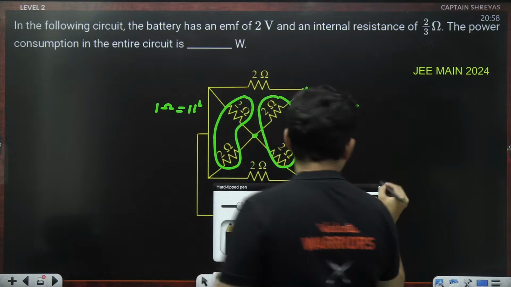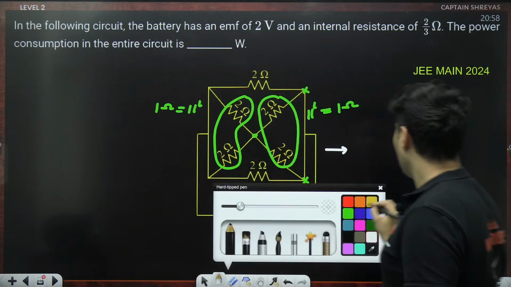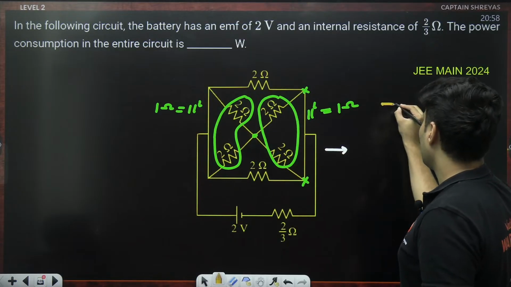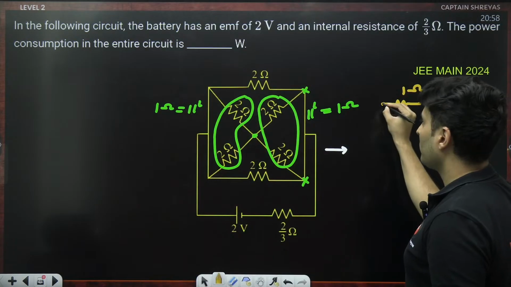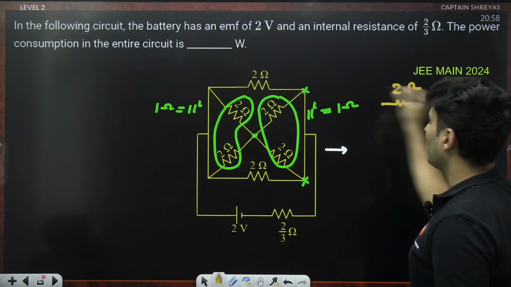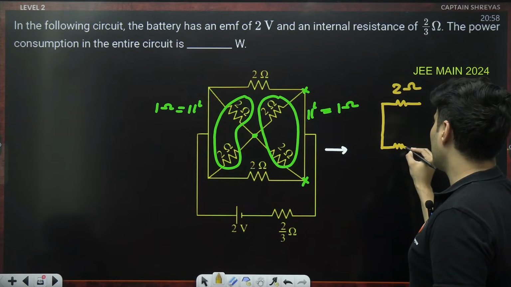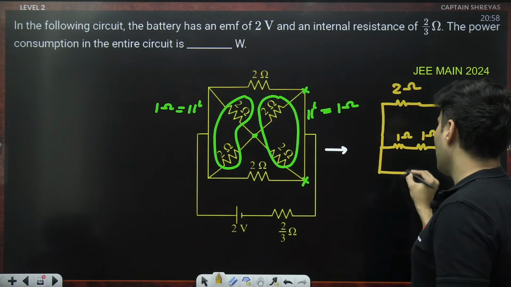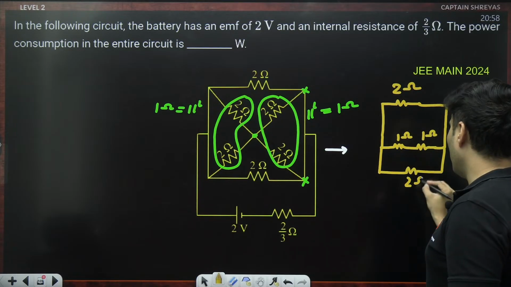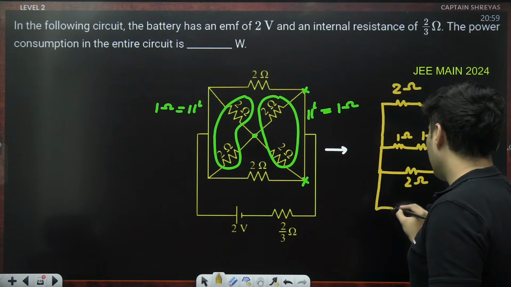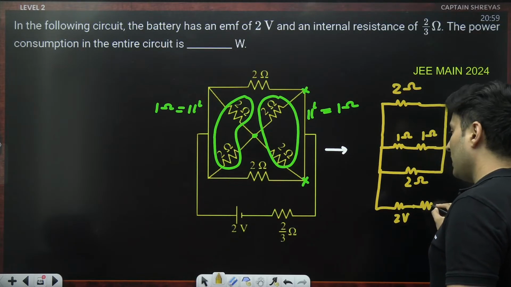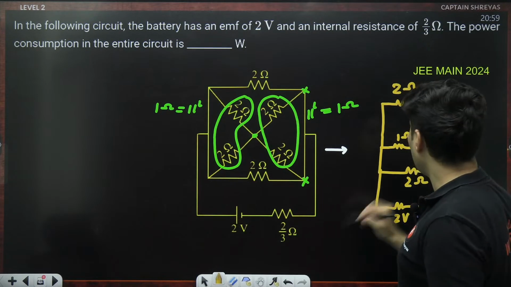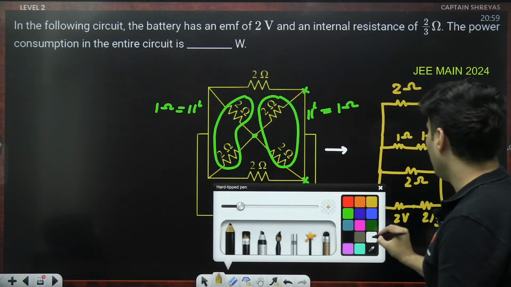So strictly speaking, the equivalent circuit of this would be, okay, I'll do one thing. There is this 2 ohm over here on the top, and this one and this one, this one and this one are basically going to be in series, and then you have a further 2 ohm over here, and you have this 2 volts over here. 2, 2, 2 in parallel will make it 2 by 3.